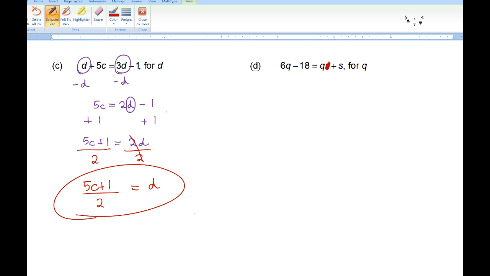Okay. All right, we're solving for Q. I have Qs on both sides. Subtract Q.